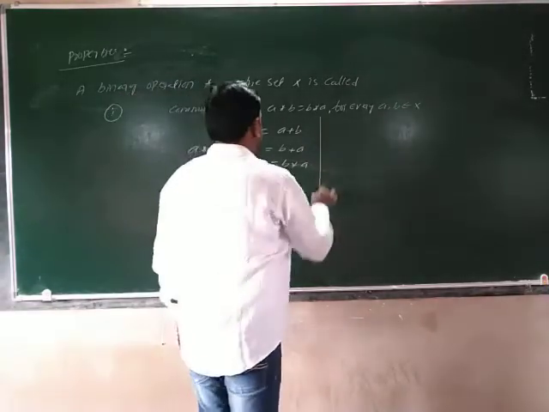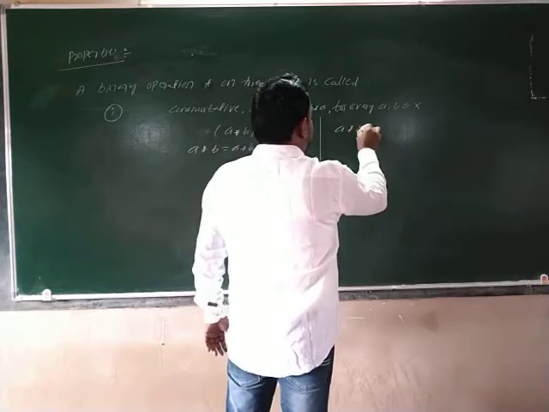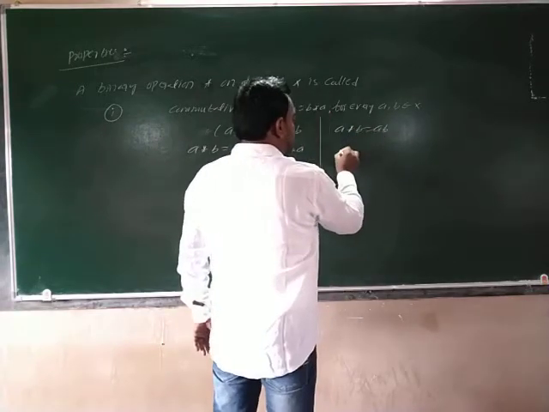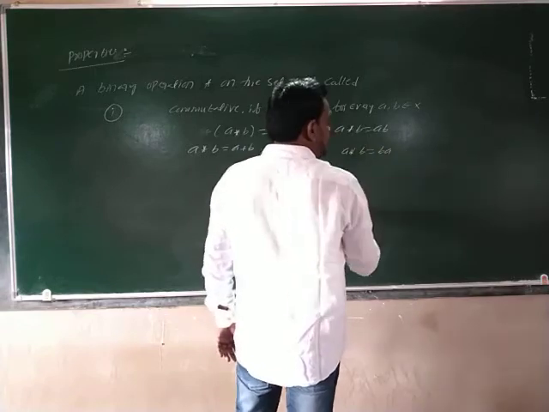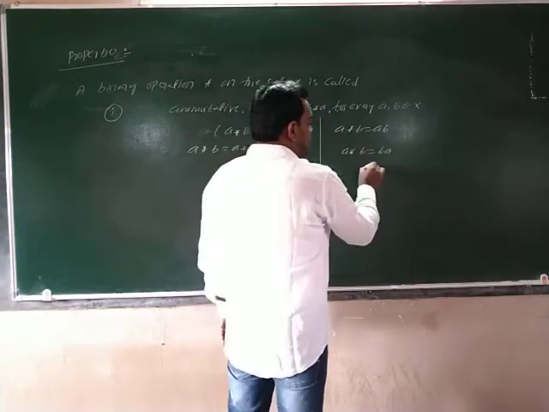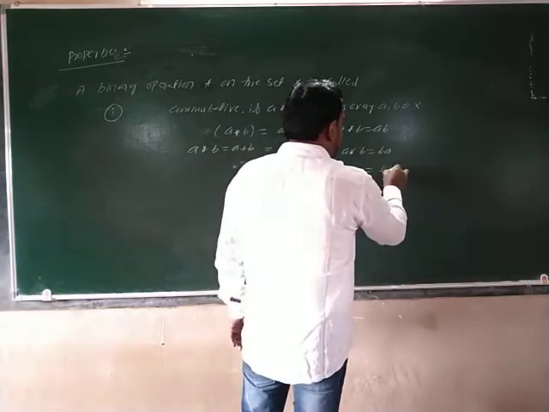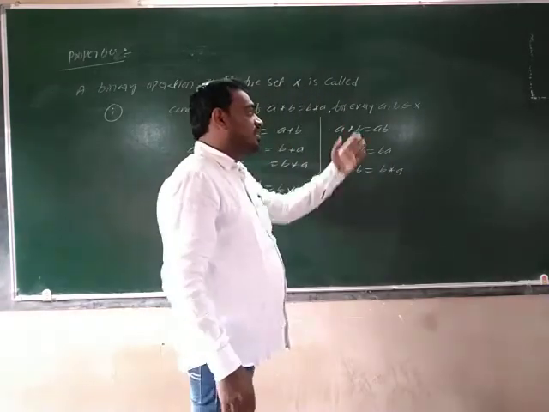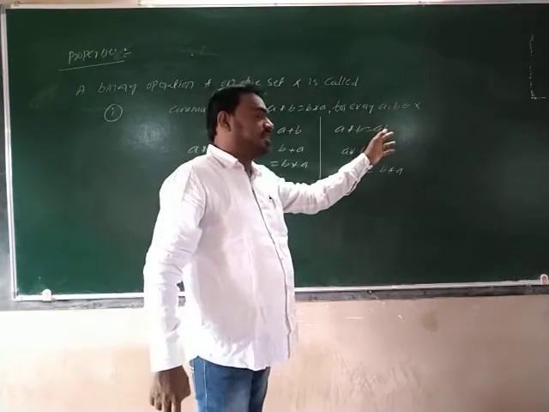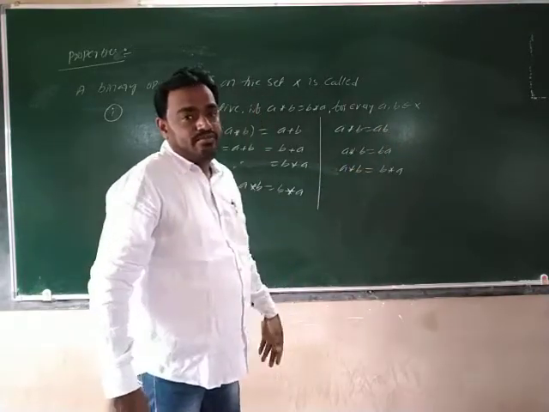Let's show one more. A star B is defined as AB. So A star B is A into B, and we can write B into A also, both are the same. So this is equal to B star A. A star B is equal to B star A. So here the operator is multiplication, and multiplication is commutative.